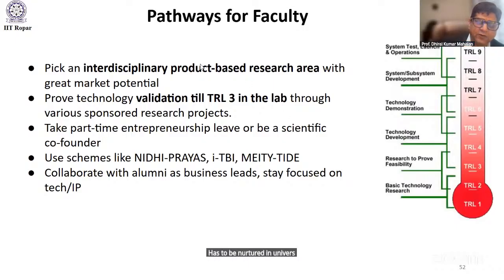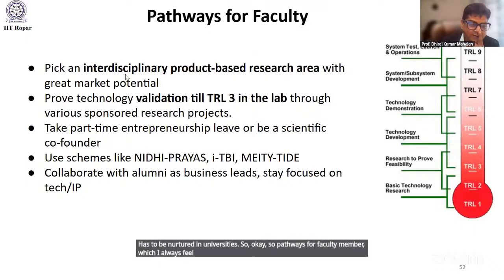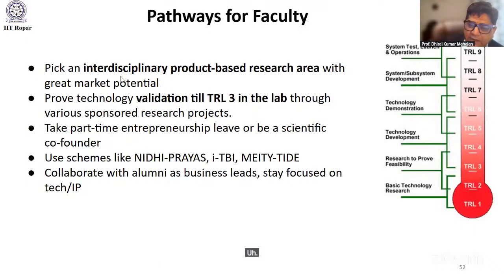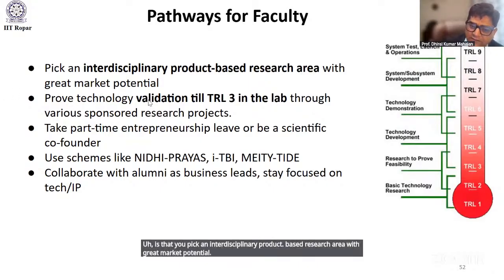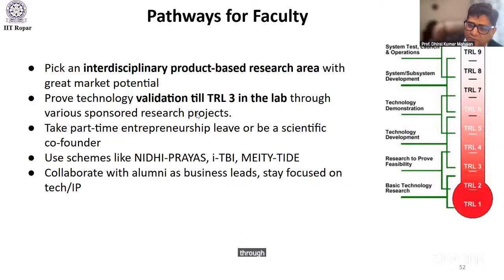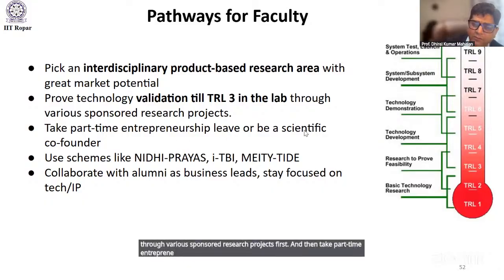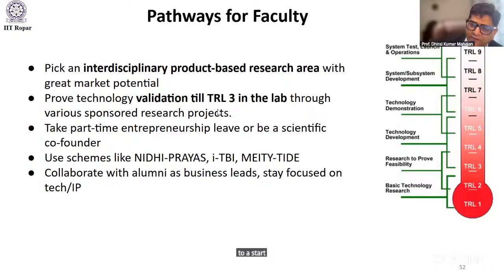So, pathways for faculty members, which I always feel is the right way, is that you pick an interdisciplinary product-based research area with great market potential. You prove technology validation till TRL3 in your lab through various sponsored research projects first, and then take part-time entrepreneurship leave, or be a scientific co-founder to a startup which is working on your idea.